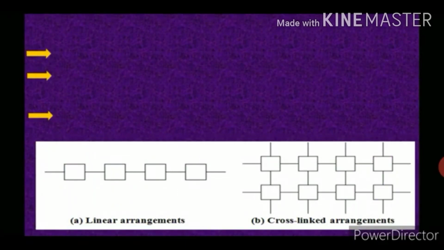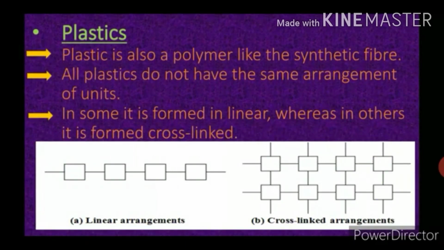Now students, coming to the next section of this chapter, plastics. Plastic is also a polymer like the synthetic fibers. Plastic is a kind of synthetic polymer that can be molded or shaped in any form. And this property of plastic that allows it to be molded into different forms is known as plasticity.